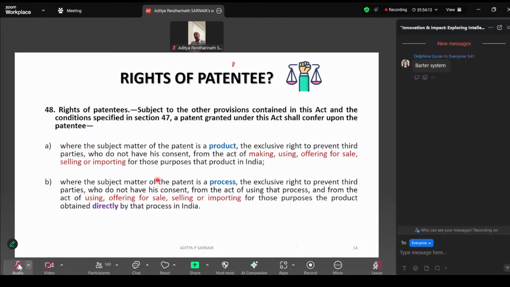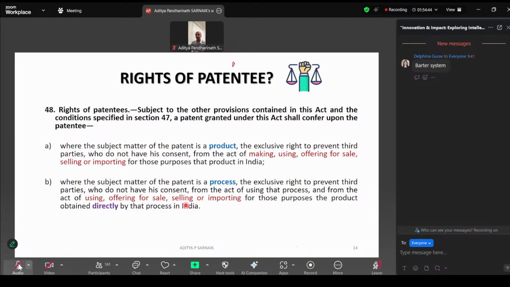And where the subject matter of the patent is a process, the exclusive right to prevent third parties who do not have his consent from the act of using that process, and from the act of using, offering for sale, selling, or importing for those purposes the product directly obtained by that process in India. Your entire Patents Act is based only on these two points.